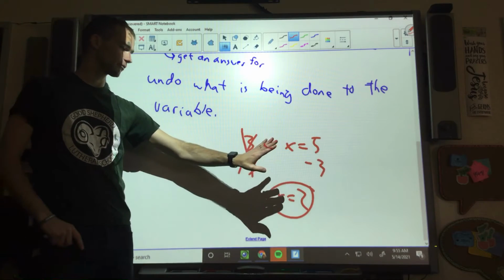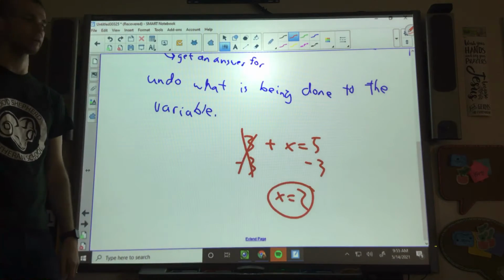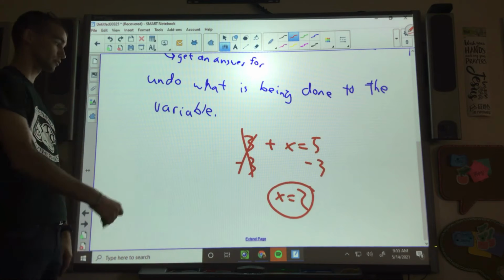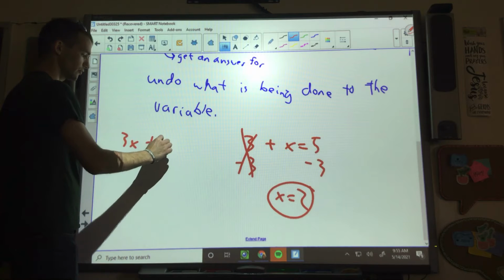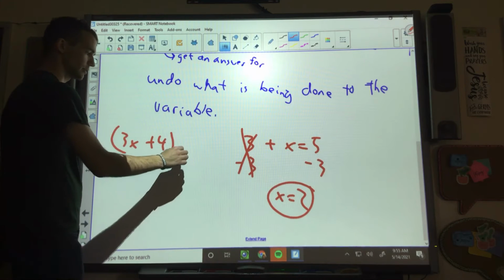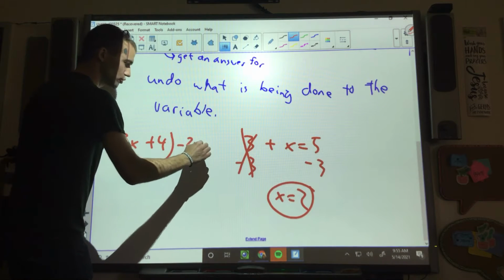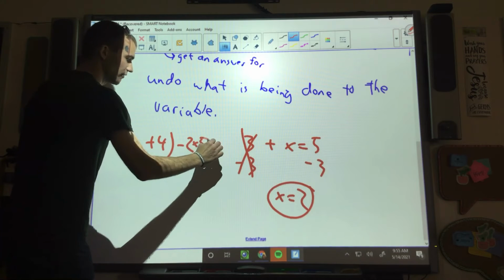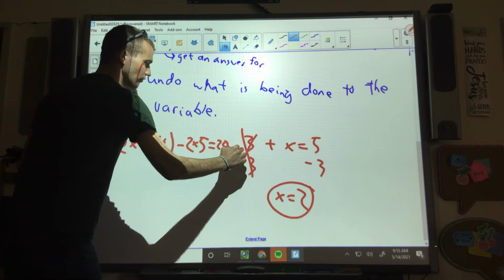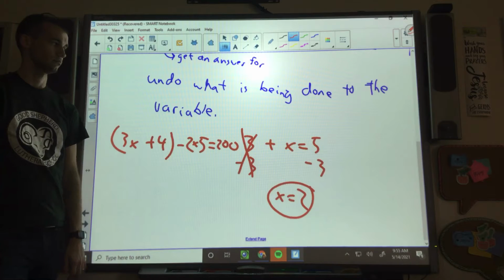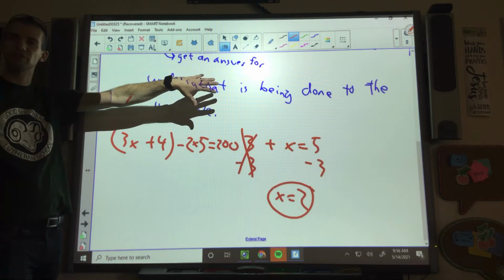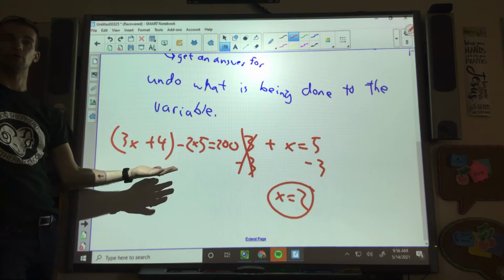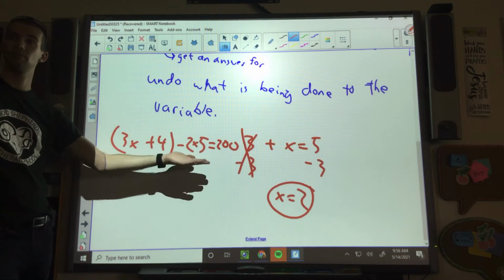Now, for this type of equation, you might think, hey, that's not important. But where this will come in handy is if I say 3x plus 4 in parentheses minus 2 times 5 equals 200. Well, using this simple thing with maybe one or two extra things added on, this becomes pretty doable. You can't do this in your head.